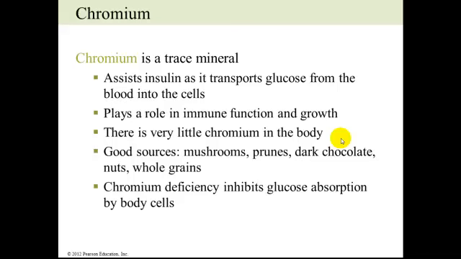The next trace mineral is chromium, and chromium is very important in that it enhances the ability of insulin to transport glucose from the bloodstream into the cells. So if you remember the job of insulin, insulin's job is to get glucose that's in the blood into the cells where it can be used. The chromium also has a role in immune function and growth, as well as metabolism of RNA and DNA. Now, there's very little chromium that's stored in the body. And there are many good ways to get chromium into the body, including things like mushrooms, prunes, dark chocolate, and nuts.